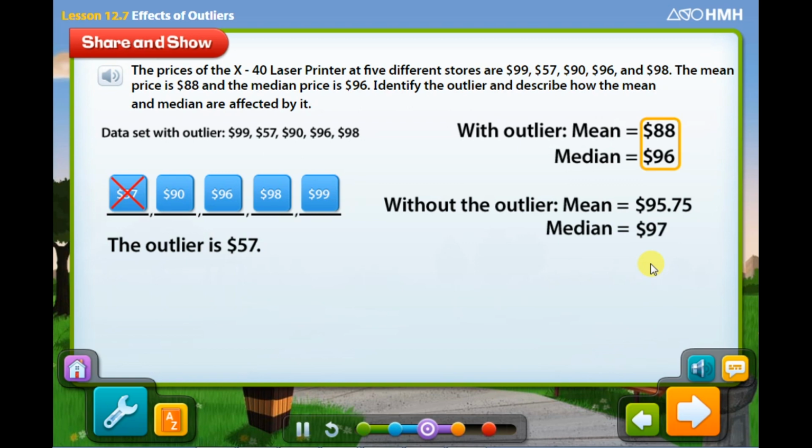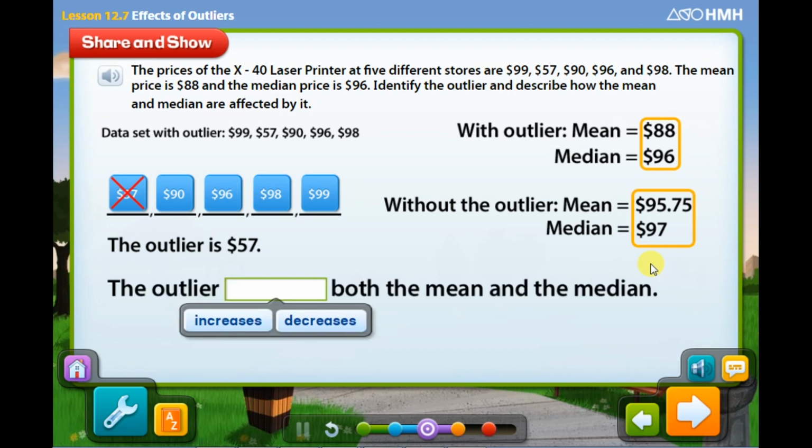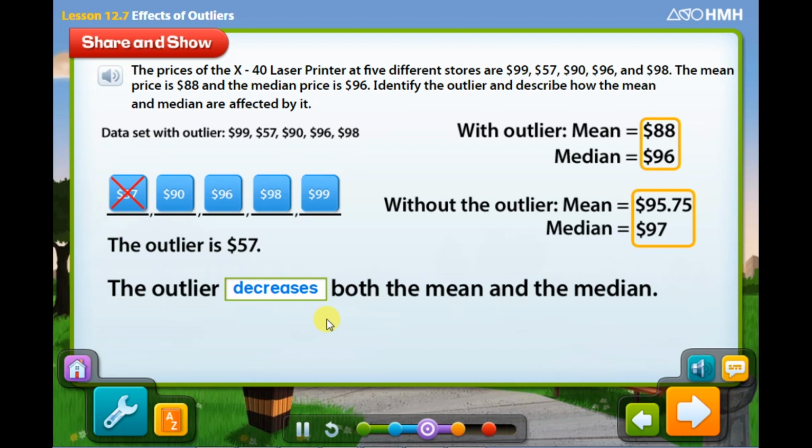Compare the mean and median with the outlier to the mean and median without the outlier. How does the outlier affect the mean and the median? The outlier is very small. That's why it decreases the mean and median. So it decreases because it's very small. That's right. With the outlier, the values are less than without the outlier. So the outlier decreases both the mean and the median.